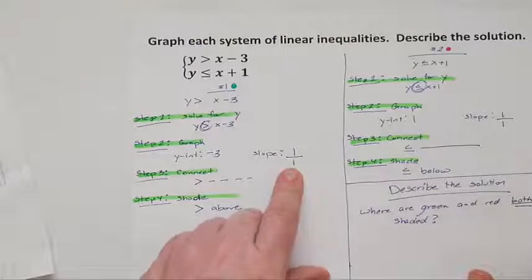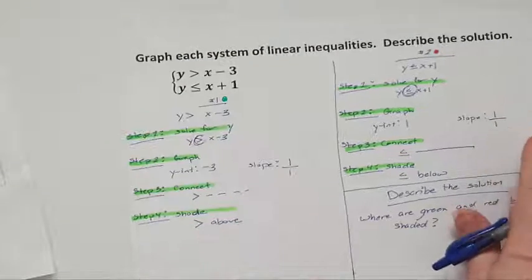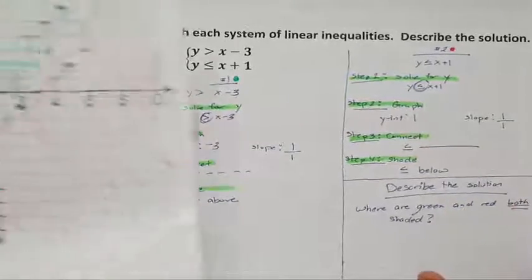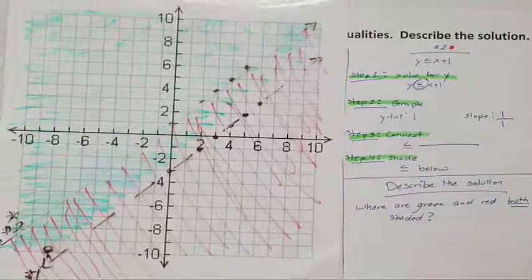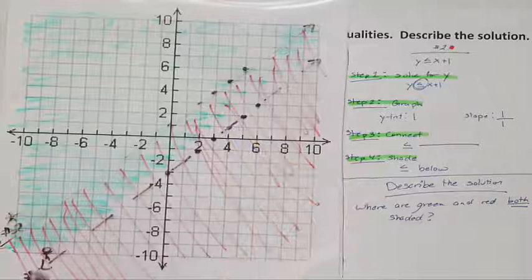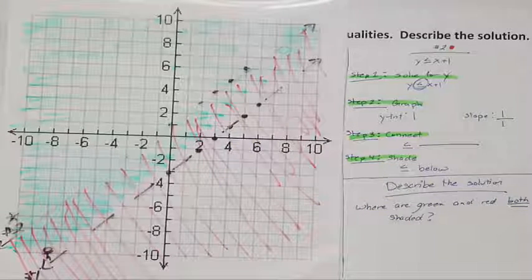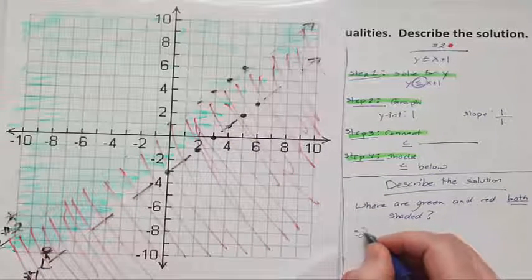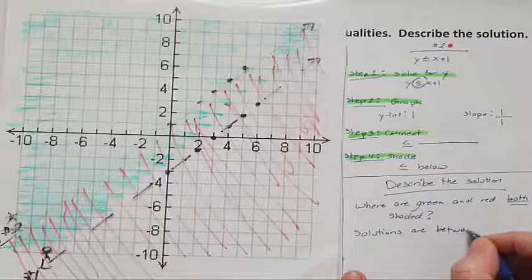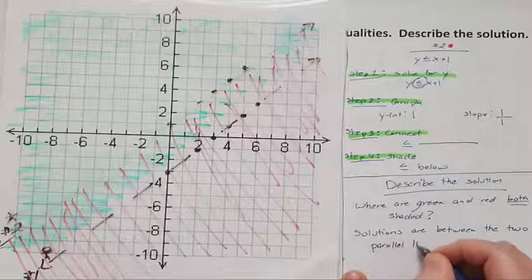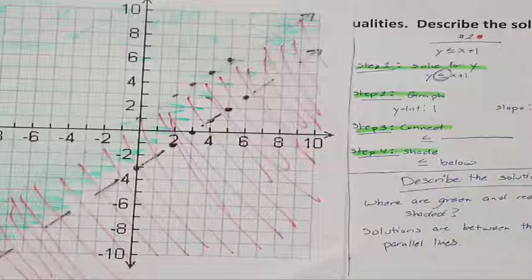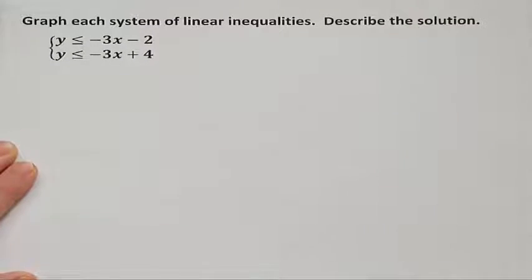Line number 1 had a slope of 1. Line number 2 had a slope of 1. These are parallel lines, so they're never going to intersect, which means their shading will always be between the two parallel lines. So my solutions are between the two parallel lines. And you're done.